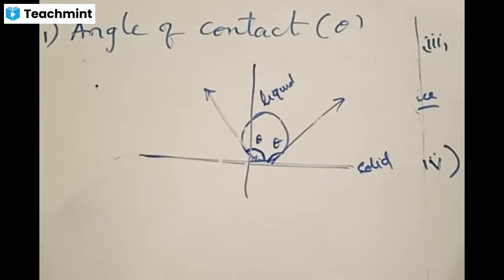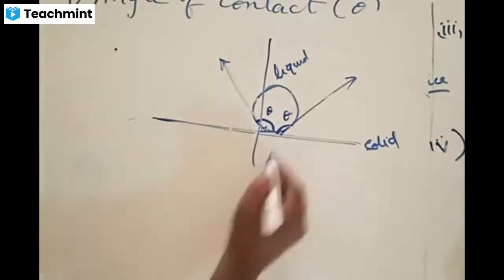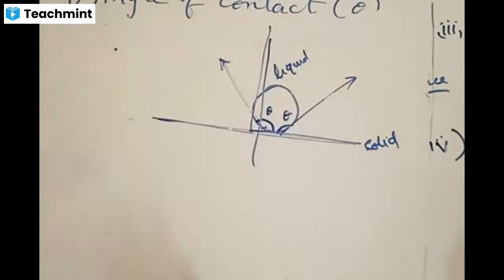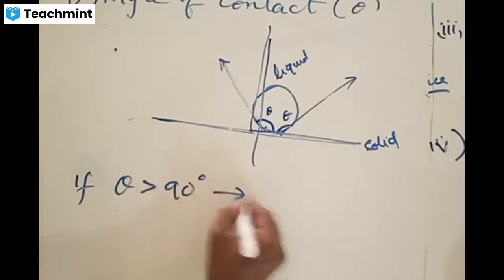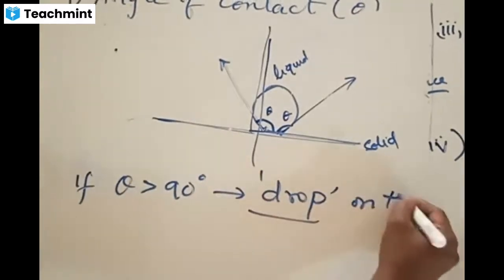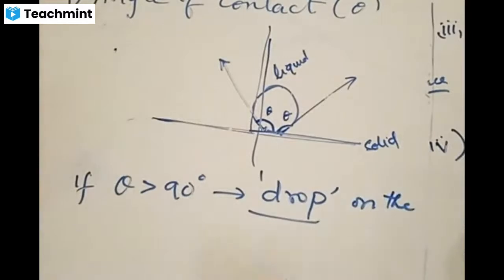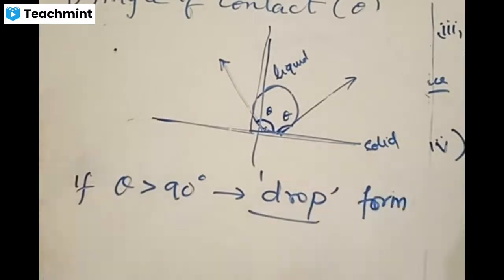Angle of contact can be more than 90 degrees. In this case, this is the x-axis, this is the y-axis. Is the angle of contact more than 90 degrees or less than 90 degrees? If it is something like this, if theta is greater than 90 degrees, then that liquid will form a drop on the solid surface. When a drop is going to form, it depends on the angle of contact.